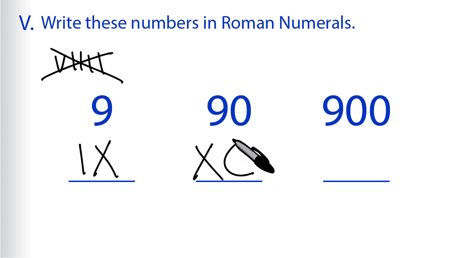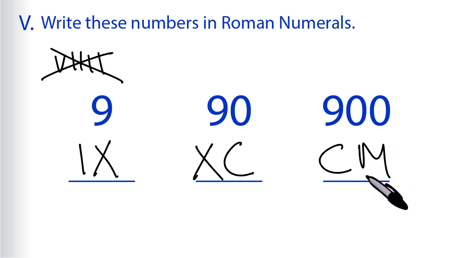So 10 less than 100 is 90. And then for 900, we do the same thing, but we're going to subtract 100 from 1,000. So we start with the C. That stands for 100. And then we put M after it. Since the C comes before the M, it means we subtract the C, or 100, from the M, or 1,000. So we subtract 100 from 1,000, and we get 900. So these numbers in Roman numerals, 9 is IX, 90 is XC, and 900 is CM.